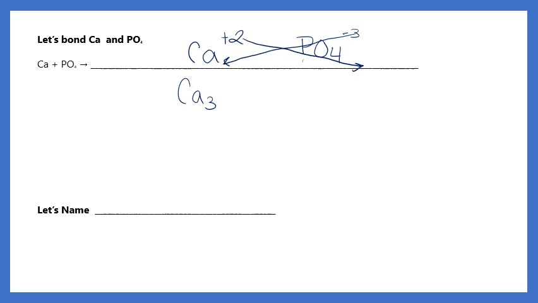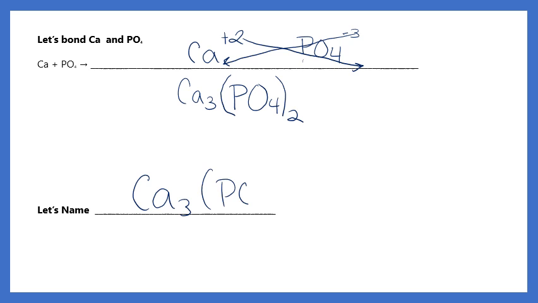So when I have a polyatomic ion, I typically put it in parentheses. PO4, and then that 2 that we just crisscrossed down comes to the outside of the parentheses. So it looks like Ca3(PO4)2. So again, we're going to name Ca3(PO4)2. Perfect.